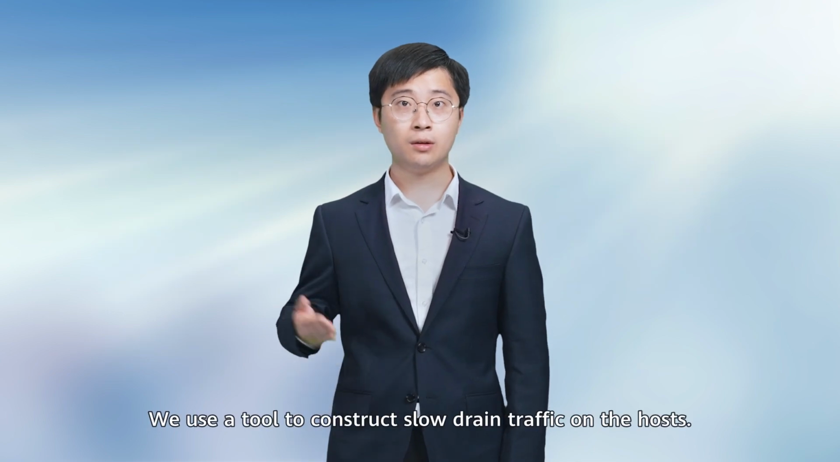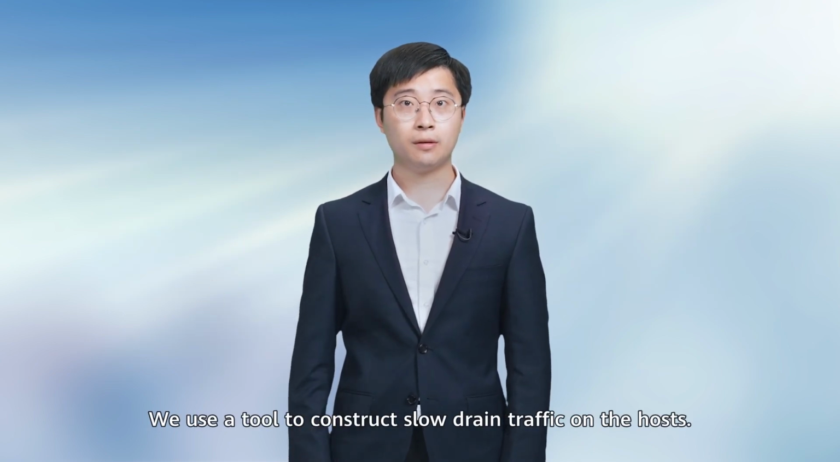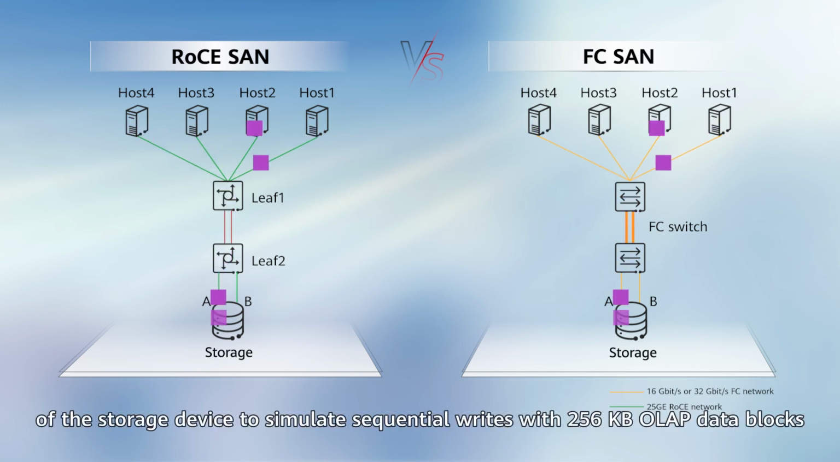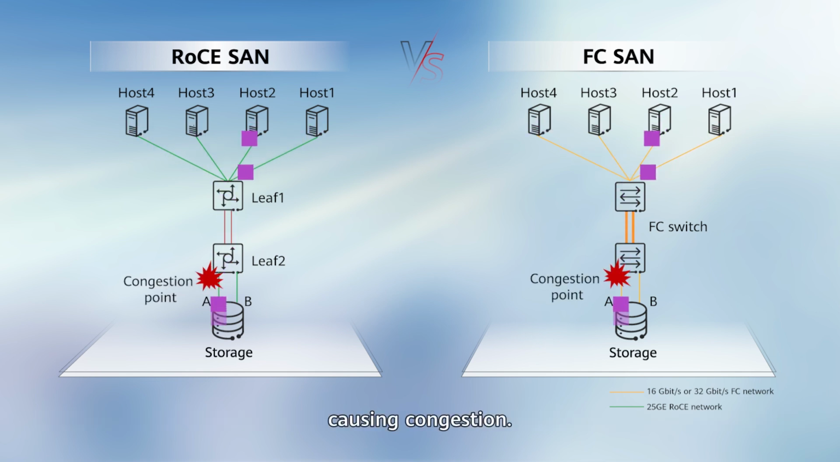We use a tool to construct slow drain traffic on hosts. Hosts 1, 2, 3, and 4 access port A of the storage device to simulate sequential writes with 256 KB OLAP data blocks, causing congestion.